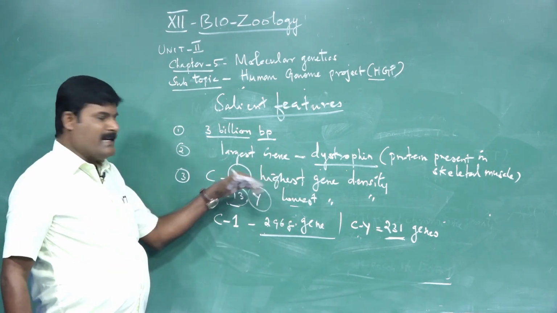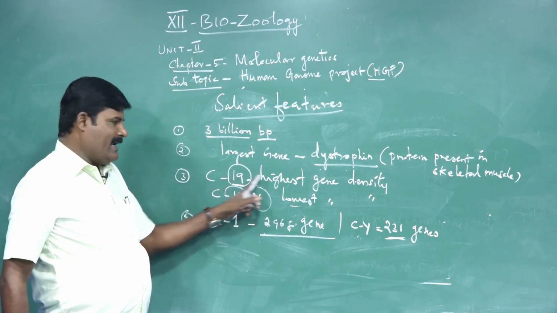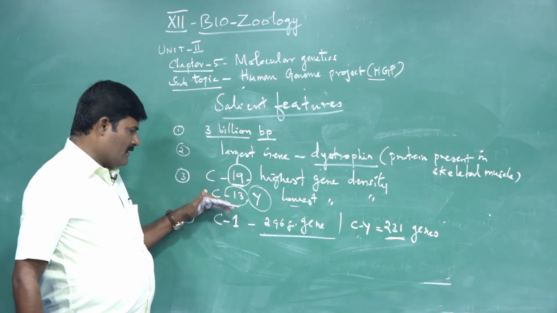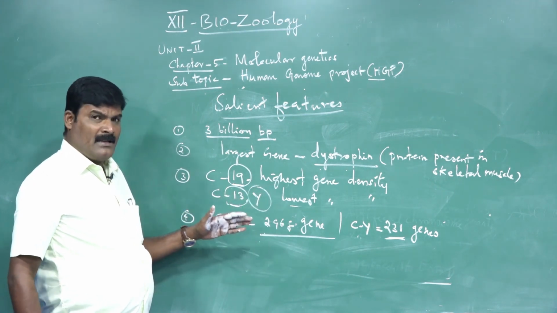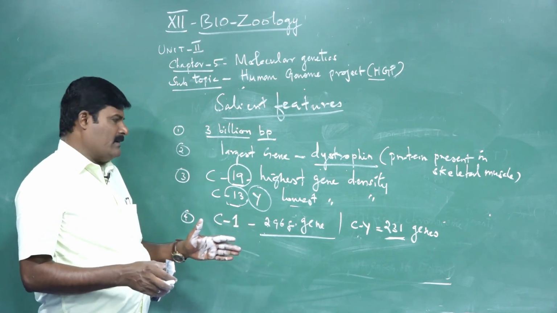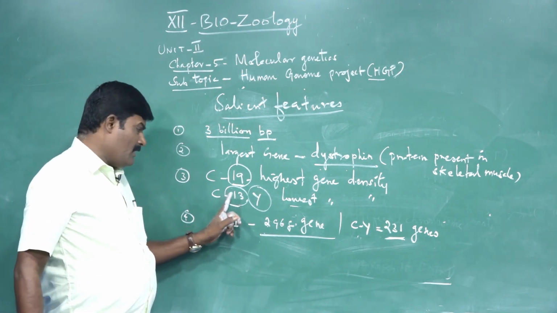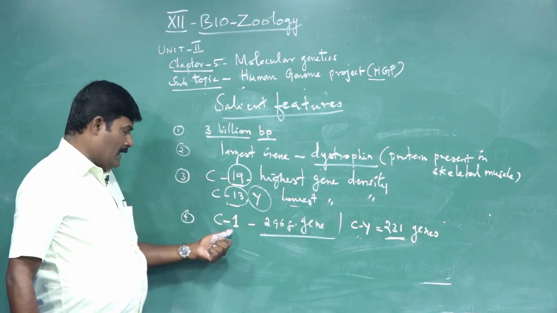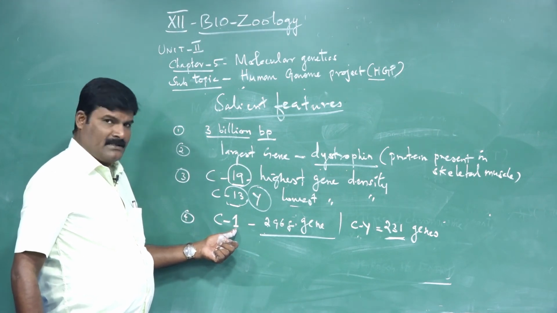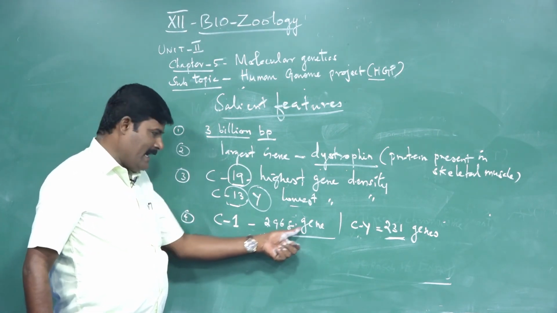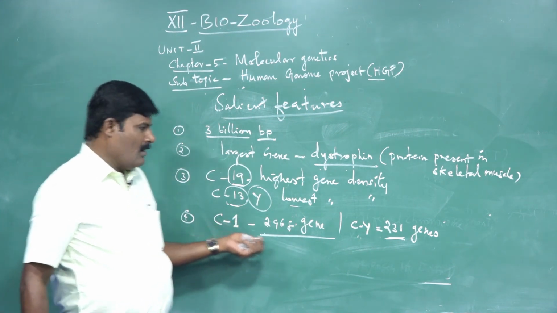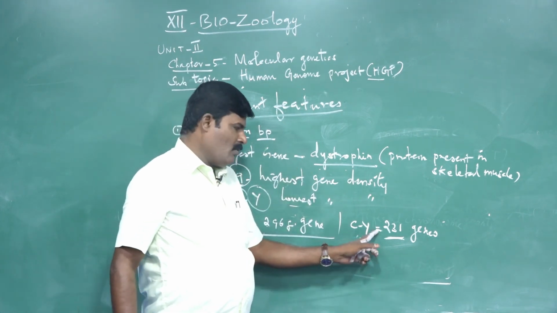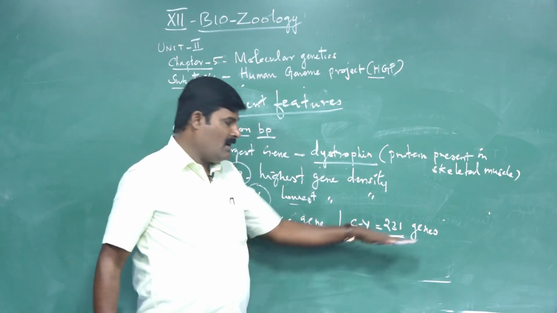Which chromosome has the highest gene density? Chromosome number 19 is the highest gene density because it contains more genes. Chromosome number 13 and Y are the lowest gene density. The total number of genes, 2,968, is present in chromosome number 1. The Y chromosome is always shorter. This chromosome contains only 231 genes.